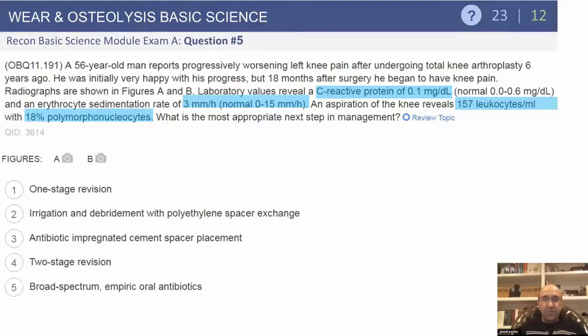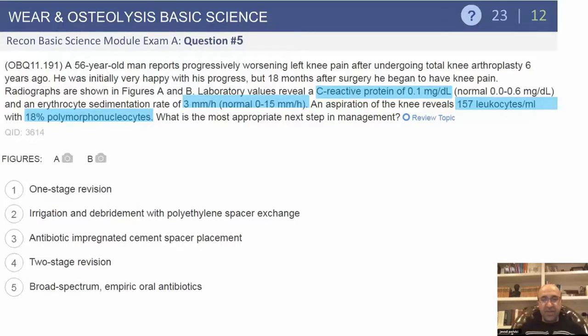A 56-year-old with left knee pain, who underwent knee arthroplasty 6 years ago. He was doing okay until 18 months ago, and now comes in painful. The lab's C-reactive protein is 0.1 milligram per deciliter. Please note that C-reactive protein comes in 2 units, milligram per deciliter and milligram per liter. SED rate is 3. Aspiration shows 157 leukocytes and 18% polymorphs.